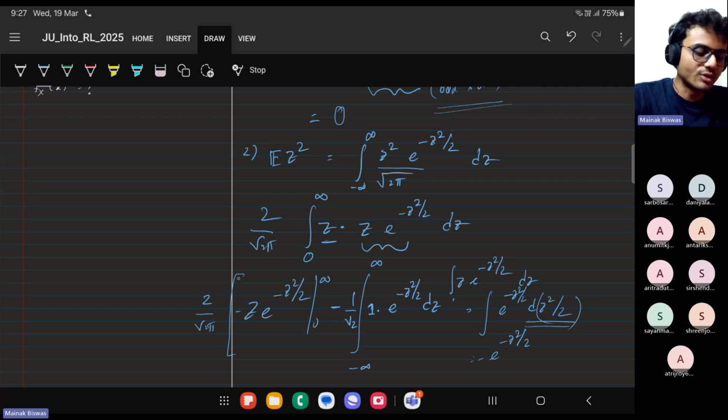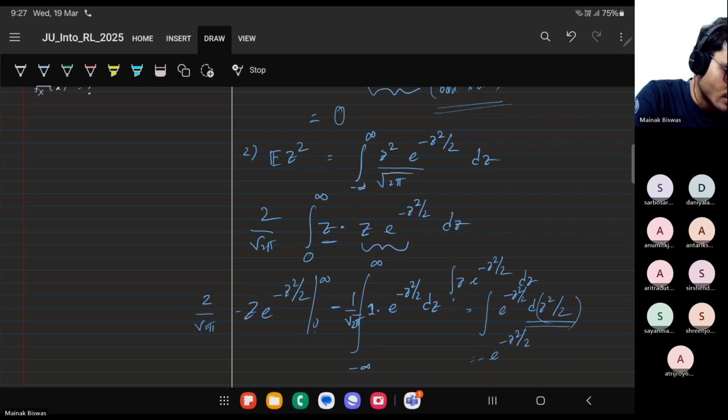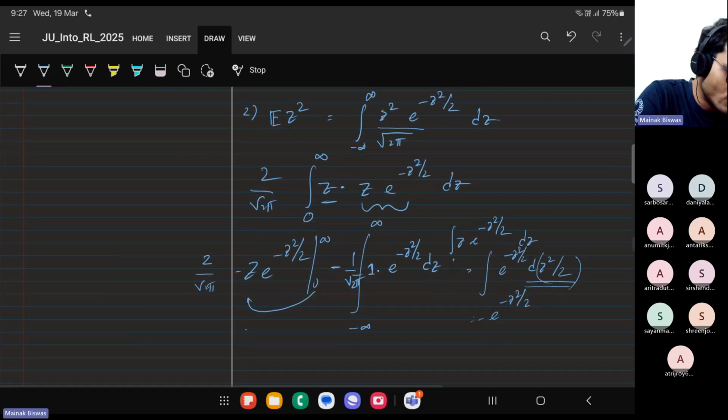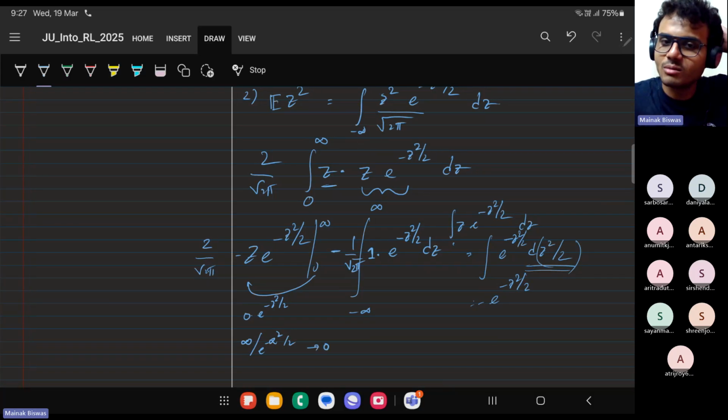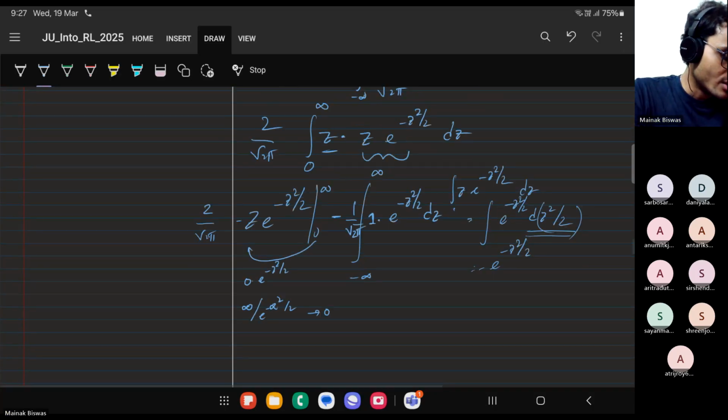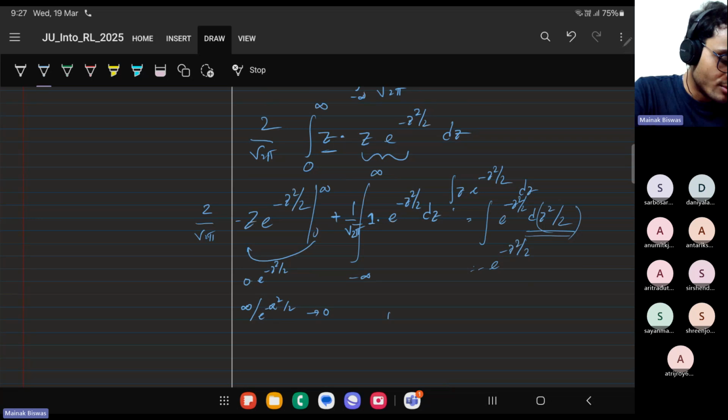So the first term, what will it be? The first term will go to 0. At 0, this is 0, 0 into e to the power minus z square by 2. And at infinity, it is infinity by e to the power infinity square by 2, which by limit will go to 0, because e to the power z square is a faster growing function in the denominator. You can use L'Hopital, but it's not required. It's clearly 0. Now, can you tell me what this is going to be?